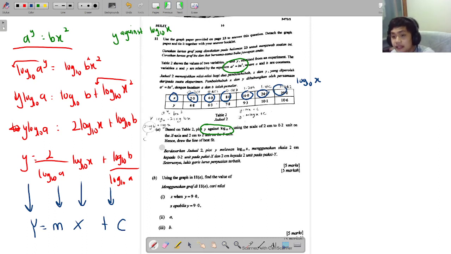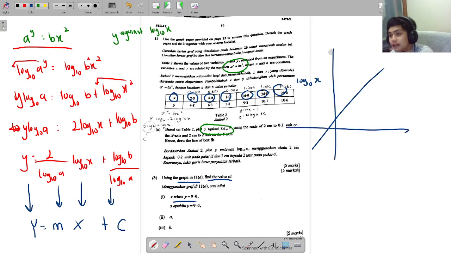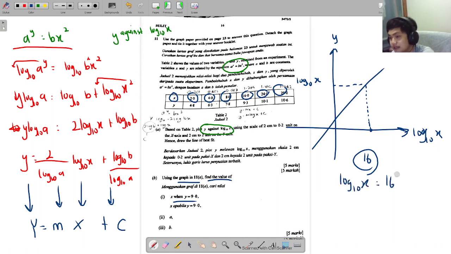Now, they say use the graph to find the value of x when y equals 9. So assuming that when you drew the graph, this is the graph of y against log 10x. This is a sample only. If y equals 9 is somewhere around here, I can find a value for log 10x. Let's say log 10x was 16. Now this is not the value of x, it is log 10x equals 16. That means I need to convert this back and get rid of the log.